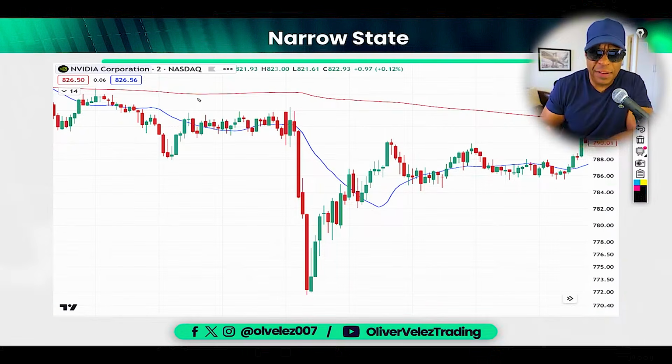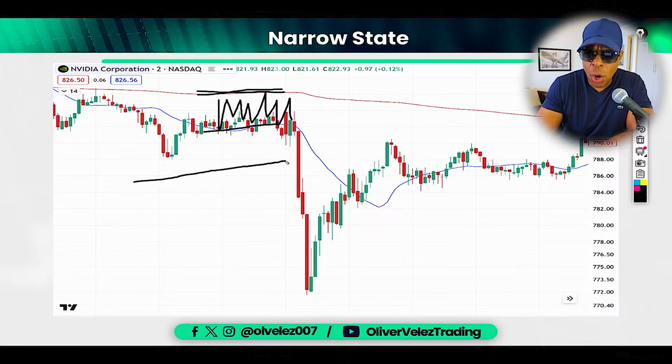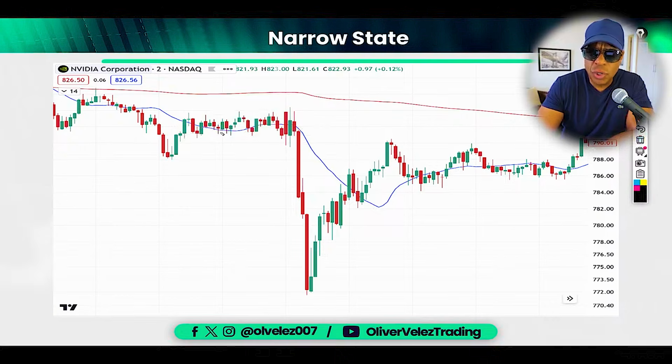All right, here's NVIDIA 2-minute chart, flattish 20, flattish 200, relatively close. Boom! Power out of your narrow state. So your power moves out of the narrow state. Now, guys, remember, in this scenario, you're watching this grow. All right? Let me do this for you. Let's do it step by step.